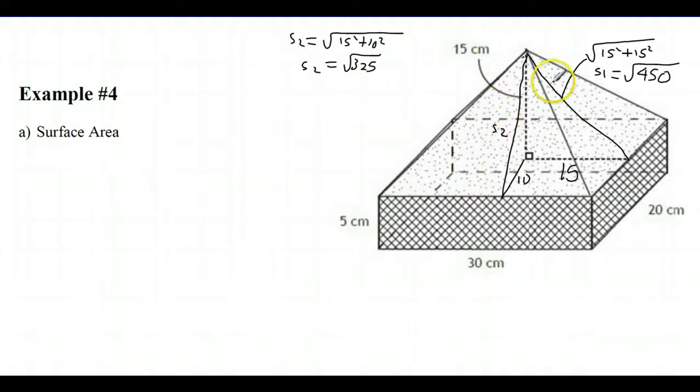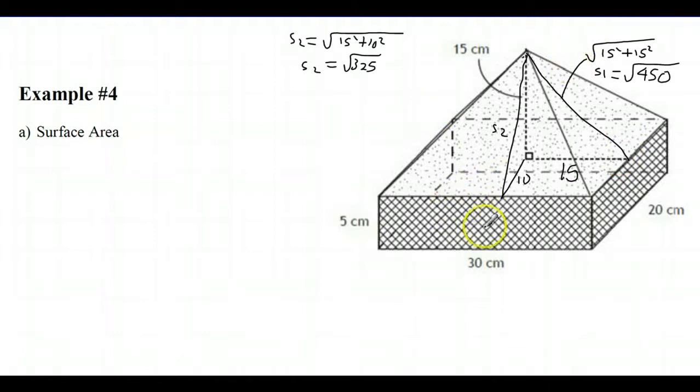Okay, so what have we got? Well, we have these two faces here, which are the same. We have these two faces here, which are the same, right? This has a base of 30 and a slant height of S2. This has a base of 20 and a slant height of S1. There's two of those.